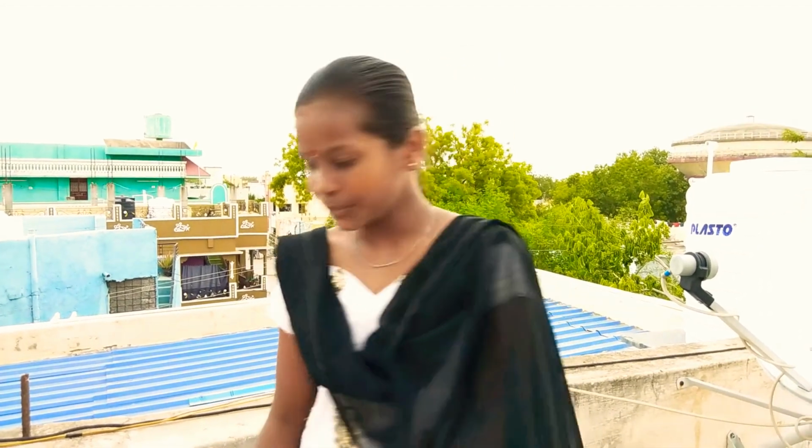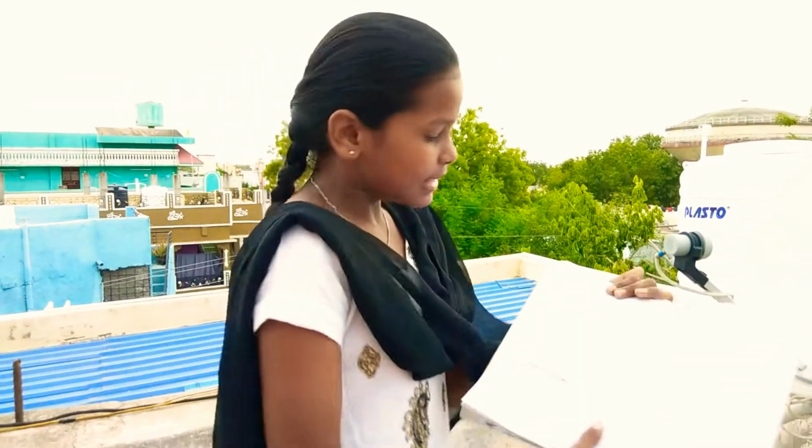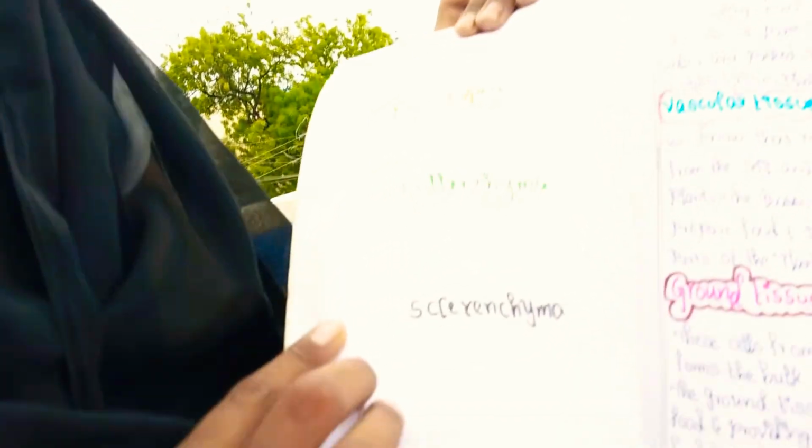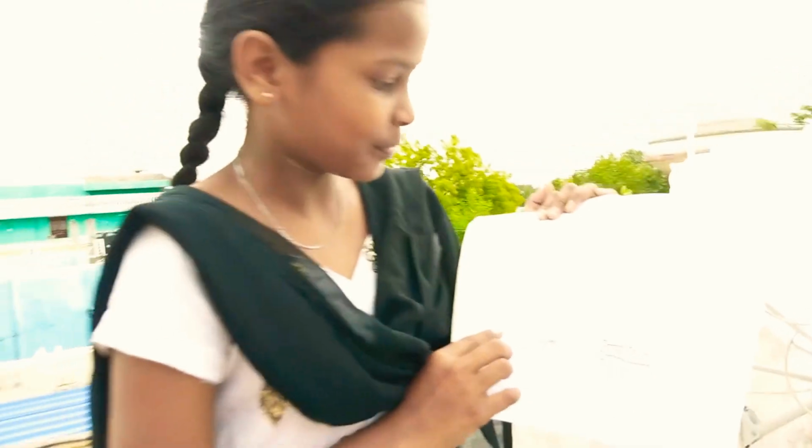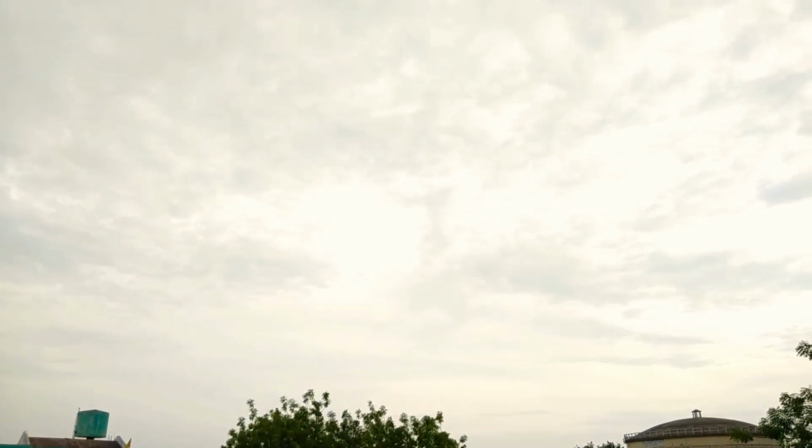Do you understand this topic? Yes, I hope you all understood. Let's move to another topic. I'll show the pictures, examples of vascular tissue. This is the picture of vascular tissue. Parenchyma, collenchyma, sclerenchyma. And these give protection to the cell and supply food to the cell.